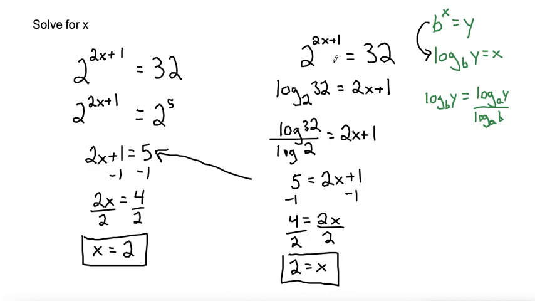This is the more general form of solving because you can do this with any exponential equation as long as it's a number to an expression of x is equal to another number. But this one is less steps, so it's easier to do if you have a number that can be written with the same base as the other side.